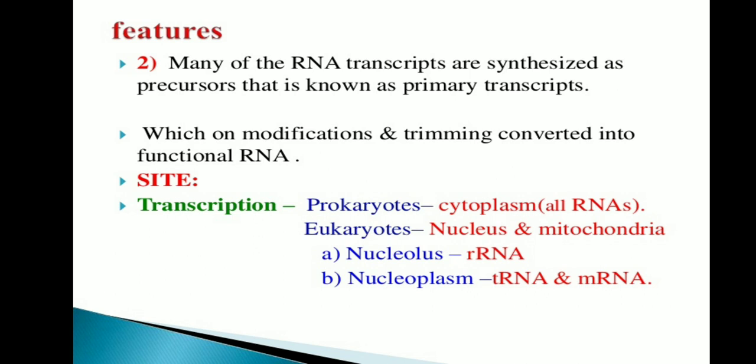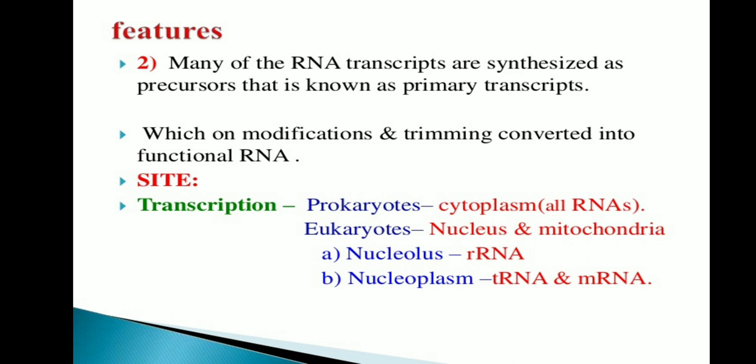Then many of the RNA transcripts are synthesized as a precursor, known as a primary transcript, which on modification and trimming converts into functional RNAs. The site of transcription in prokaryotes is the cytoplasm, while in the eukaryotic system transcription takes place inside the nucleus.